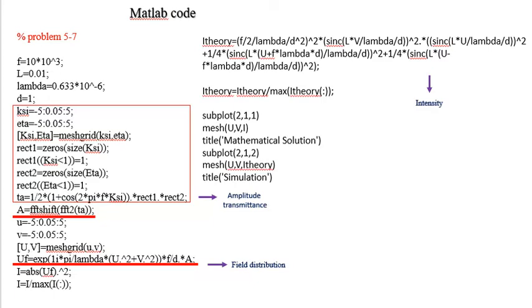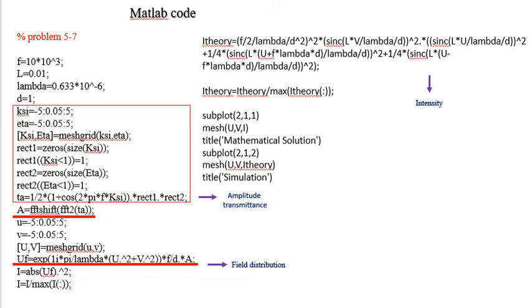Okay, go to the MATLAB code for this problem. First of all, we define some parameters, which the problem also gives us. Then we mention the amplitude transmittance, and using the Fourier transform function, FFT shift, then we represent the field distribution, and at the end the intensity.